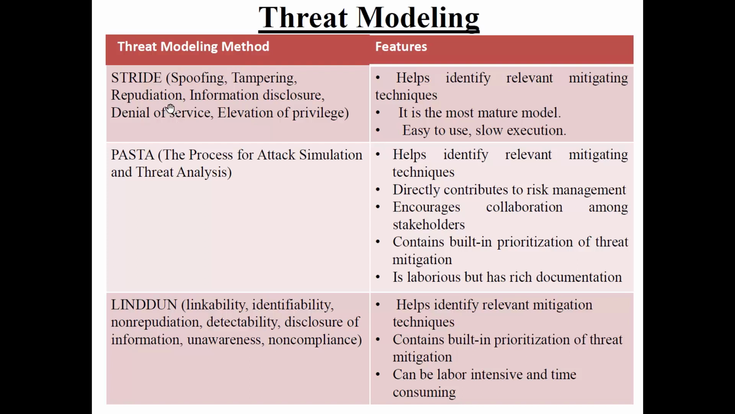Third is repudiation. Repudiation means claiming that you didn't do something or were not responsible for some action. So this claim can be either true or it can be a false claim. Then is information disclosure. A threat on information disclosure may compromise the confidentiality of the data. Basically, it means providing information to someone who is not authorized to access it.